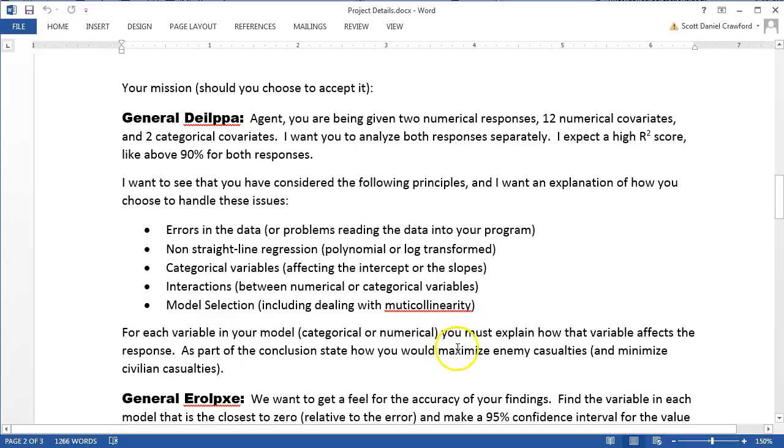The question is, how can we maximize enemy casualties? How can we minimize civilian casualties? And for this class, you can actually treat those 2 questions separately. Some variables will raise both of them or lower both of them, which makes them tricky to decide what to do. You can treat them separately if you want. If you're willing to tackle them both together, it's very impressive.